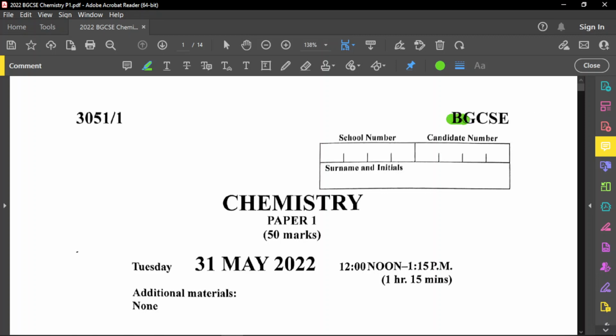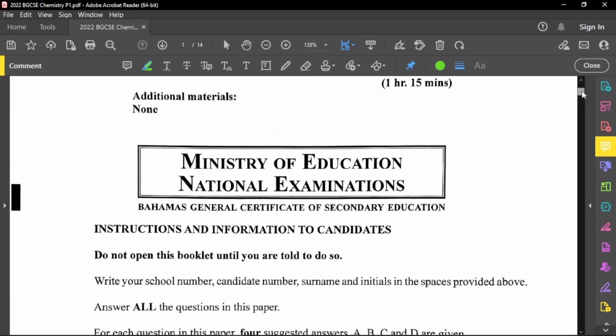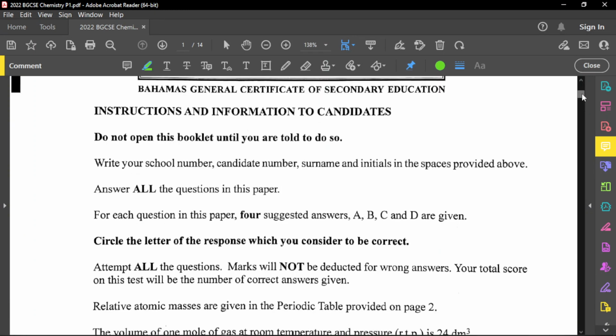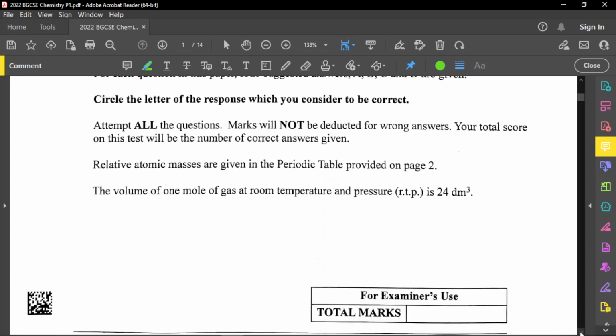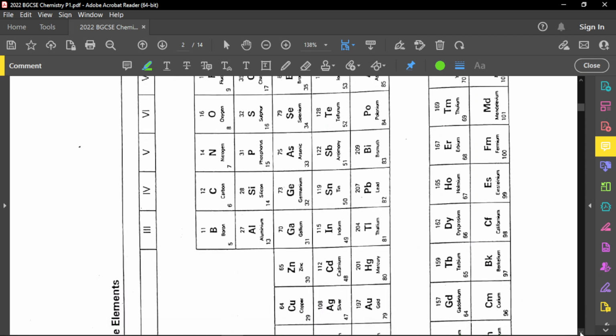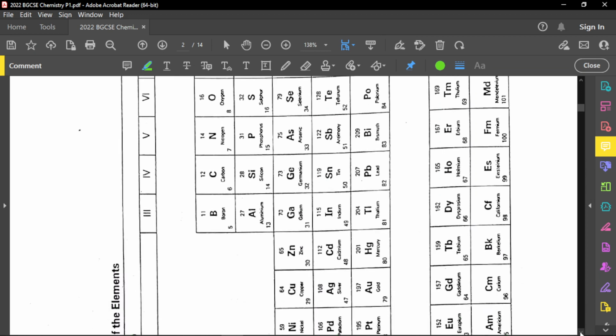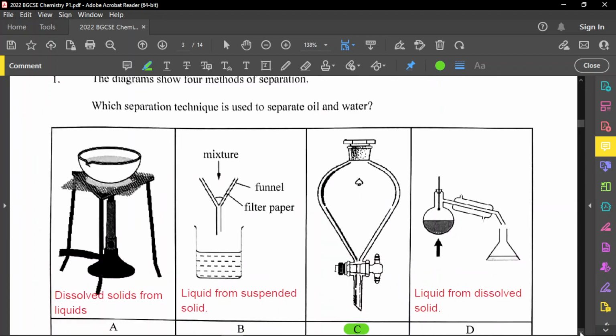Today we are doing a review of a BGCSE past paper. This is a chemistry paper 1 from the year 2022. Please remember, before you start the examination, always write your school number, your candidate number, your surname, and also your initials. Again, please remember to read through all the instructions carefully and ensure that you understand each instruction. If you should have any questions or queries, please clarify those with your examiner before the examination begins. They will also provide you with a nice periodic table that you can use to assist with any question that is necessary. And so with that said, let's jump into question number 1.